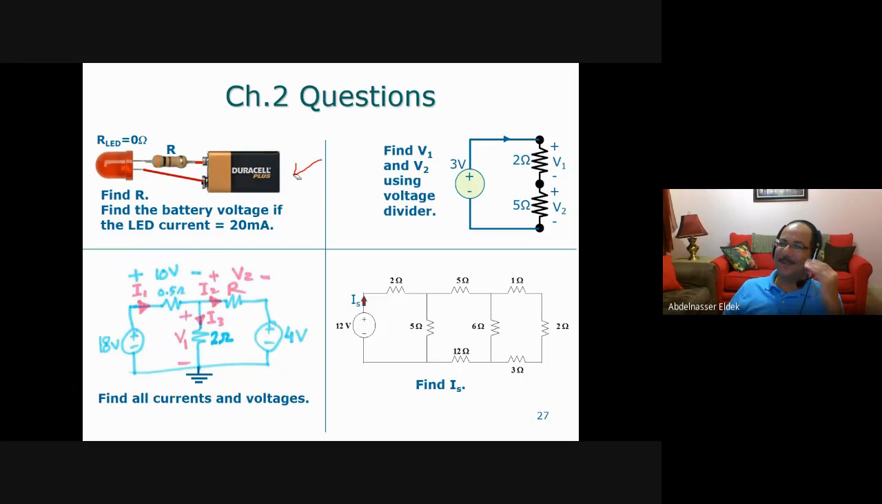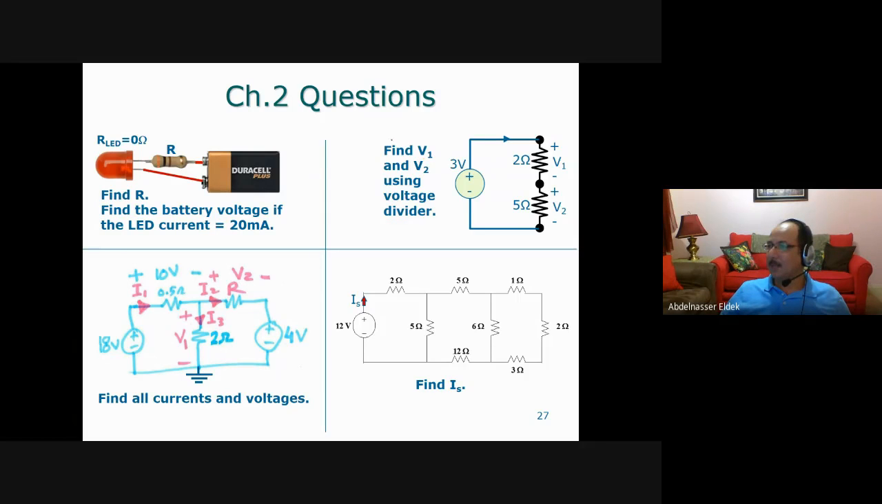Okay, so first we need to find R. How do you find R? You do not use calculation here. You will not use calculation. Think about how you find R. Second, you need to find the battery voltage if the LED current is 20 milliampere. So here the current is given. If the current is given, can you calculate the voltage of the battery? Yes, of course. You can calculate it using R times I using Ohm's law.